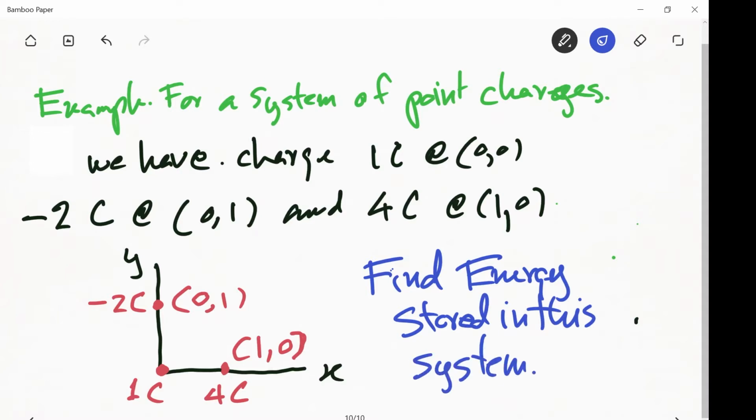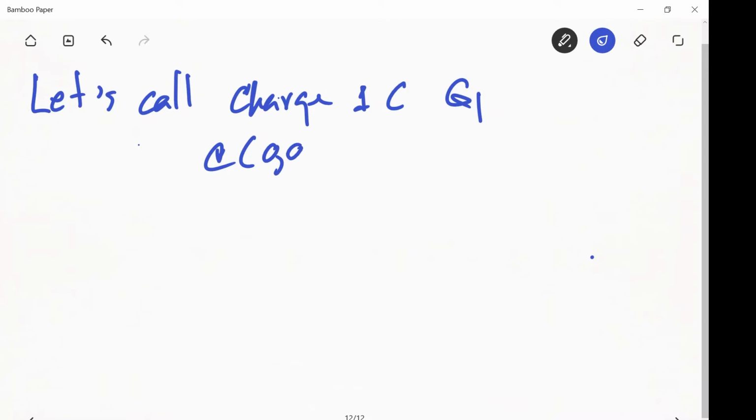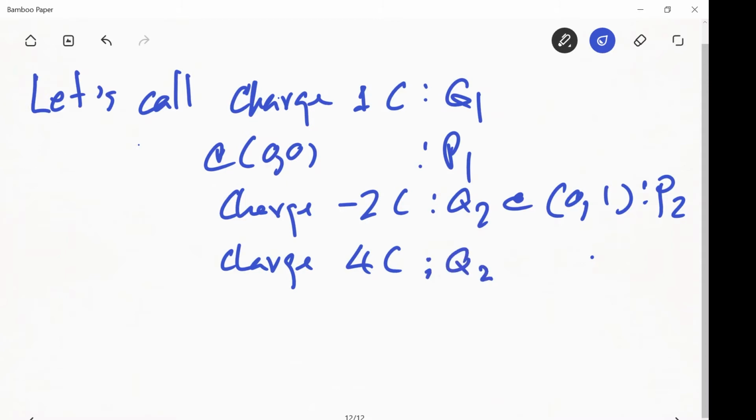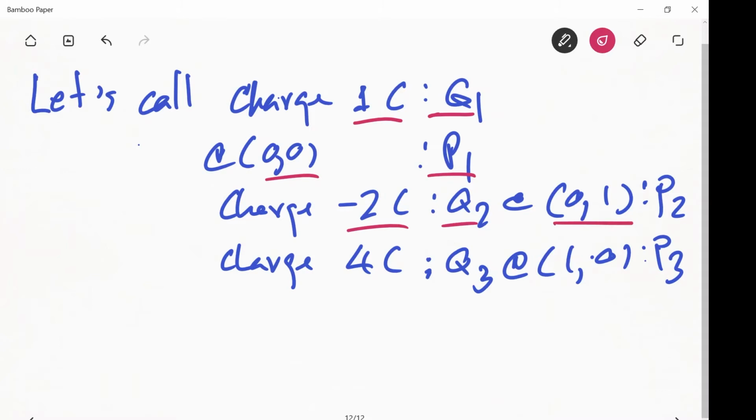We need to find the potential at each point. Okay, so we have 3 points. Let's call the charge 1 coulomb Q1, at (0, 0) is point P1. Charge minus 2 coulomb we call Q2, at point (0, 1) we call P2. And the charge 4 coulomb we call Q3, at point (1, 0) we call point P3. Q1 at P1, Q2 at P2, Q3 at P3. So we can draw it as this.